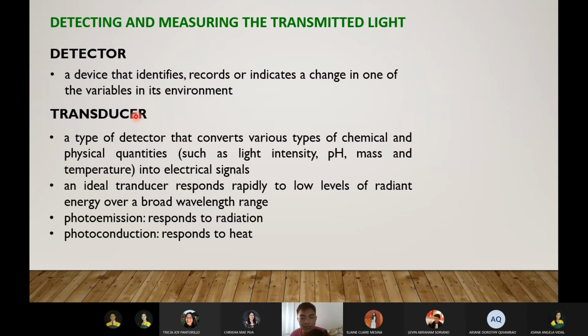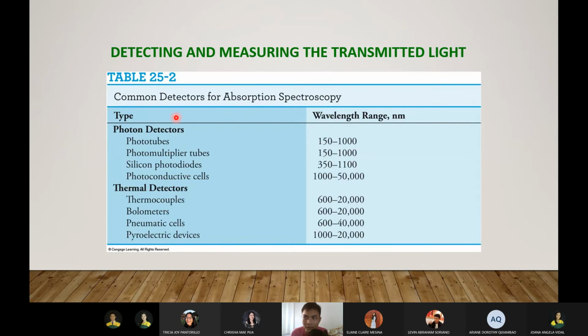Yung computer naman, gumagana yan by signals. 1010 lang yan. So, para maintindihan ng computer ano nangyayari sa paligid, yung transducer, ko-convert niya yung physical data into bits of data, 1010 or kuryente. So these are the many types of detectors we use in spectrophotometry. We have the photon detectors. Ito yung ginagamit sa mga UV-vis analysis, ultraviolet visible analysis. Pag thermal detectors naman, ito yung mga ginagamit for IR spectroscopy, kasi remember, infrared rays ay form of heat. Kaya thermal detectors tawag doon.